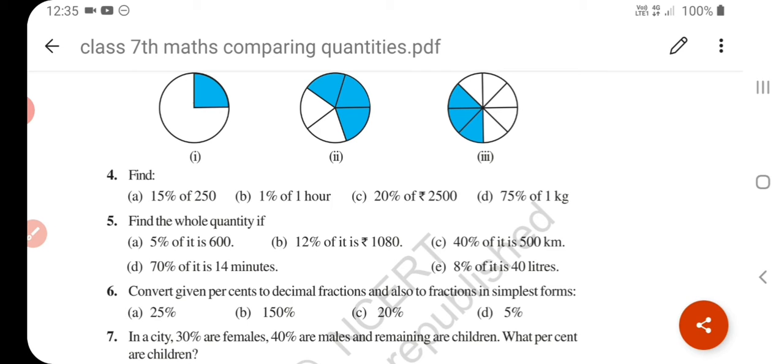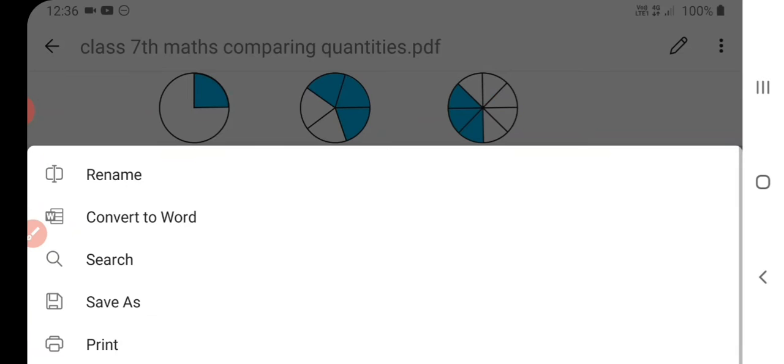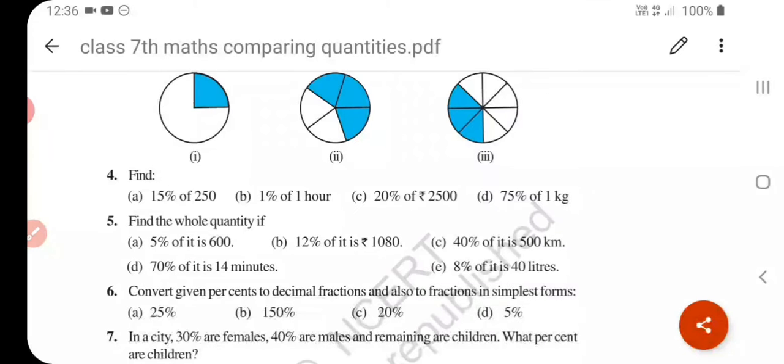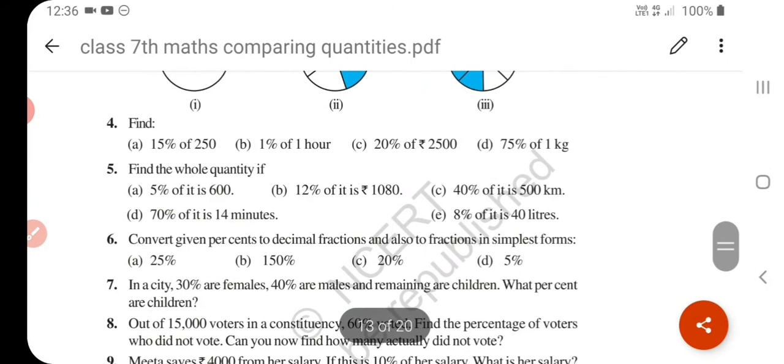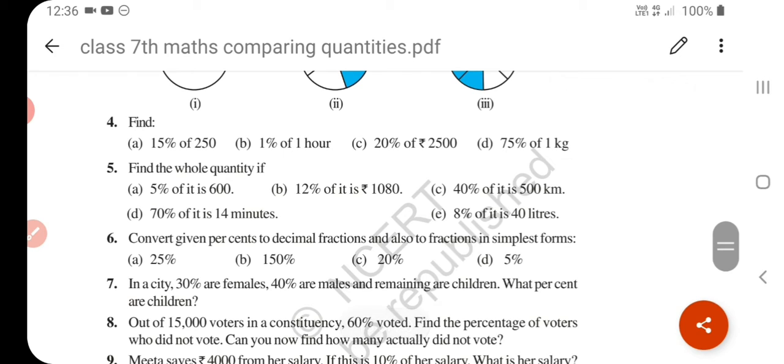Now we completed exercise 8.2, questions number 1, 2 and 3. I hope you have all completed these questions. Now question number 4. What is question number 4? 15% of 250. So what can you do in this question?